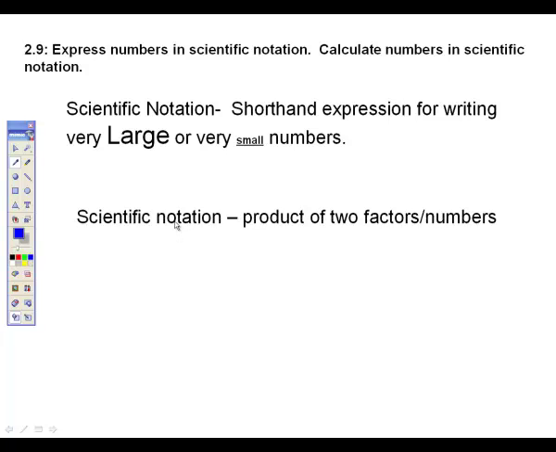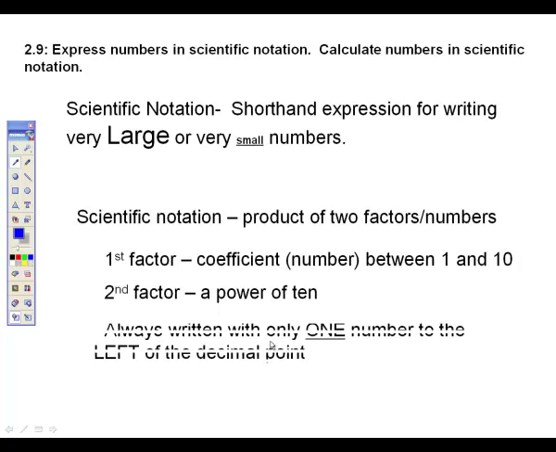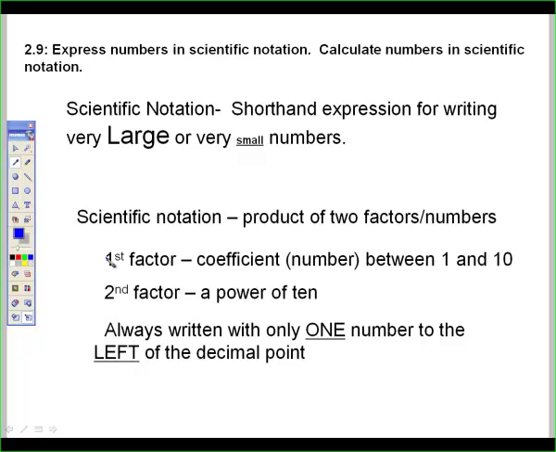It is a product of two factors, or two numbers. The first factor is always a coefficient between 1 and 10. So that's the name. It's a coefficient. Always has to be between 1 and 10. And the second factor is a power of 10. So it's always written with only one number to the left of the decimal point. That goes with this first factor.